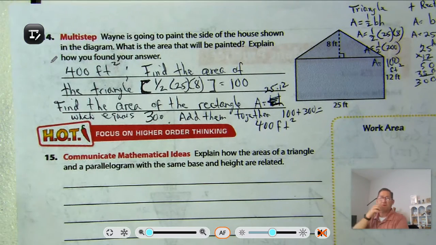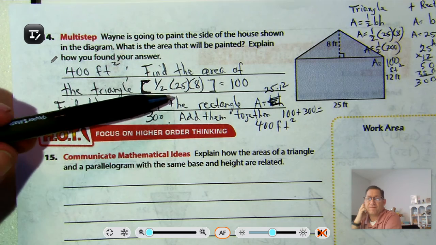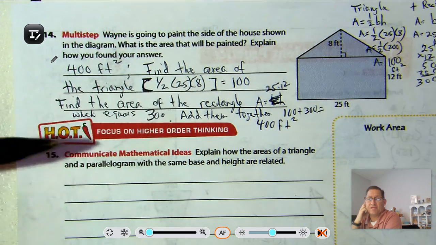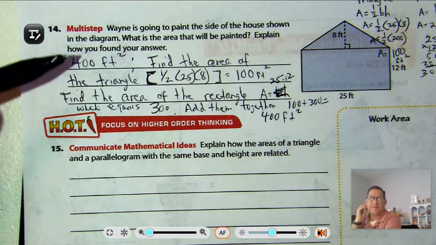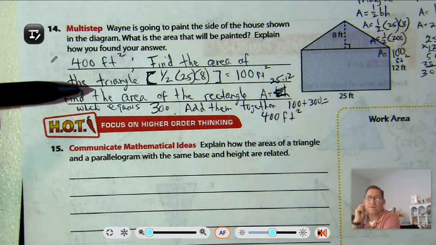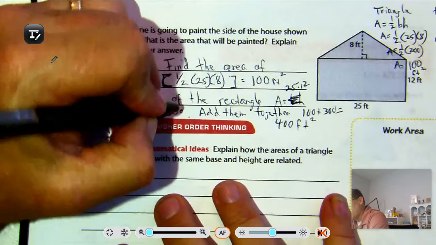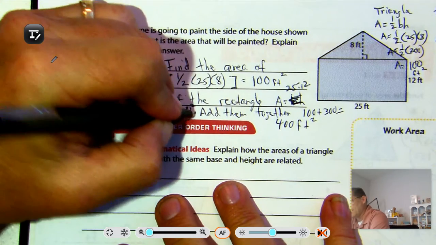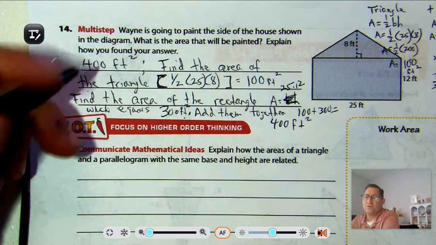All right, so how did we get 400 square feet? We found the area of the triangle, which was 1/2 times 25 times 8, and that gave us 100 square feet. And then we found the area of the rectangle, which was 25 times 12, which gave us 300 square feet. Then we just added them together. 100 plus 300 gives us 400 square feet.